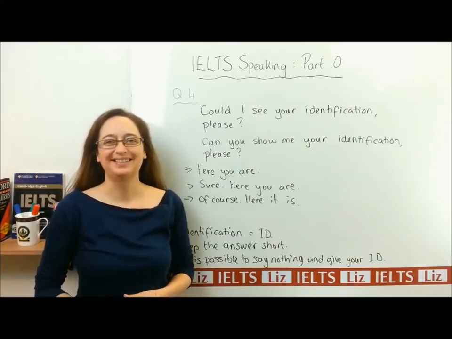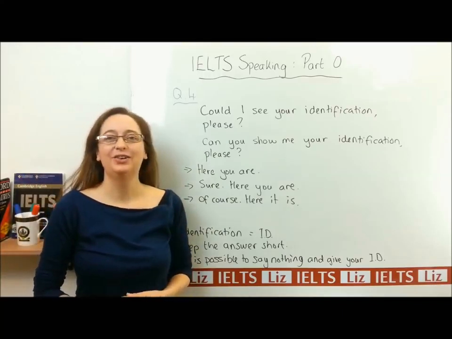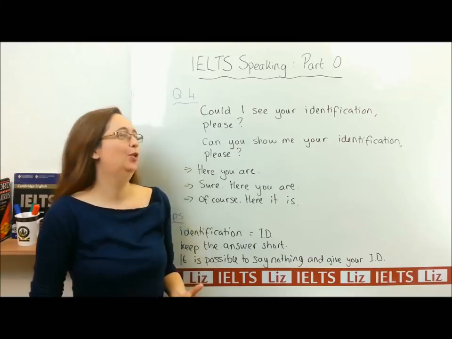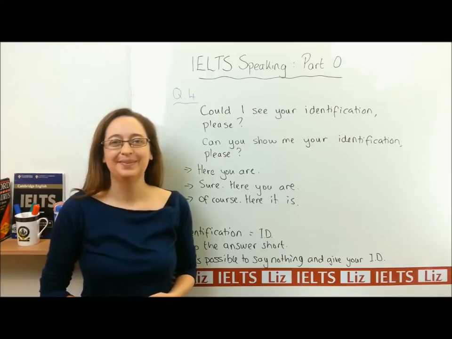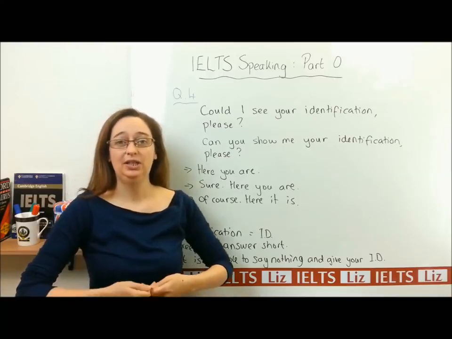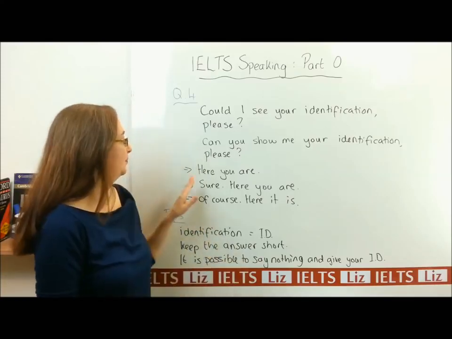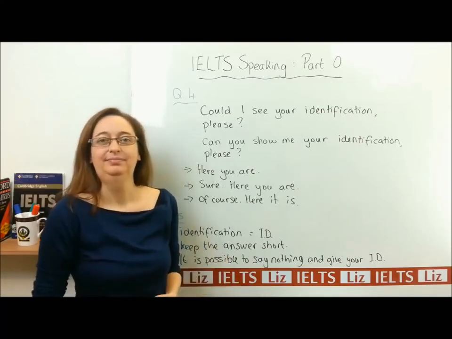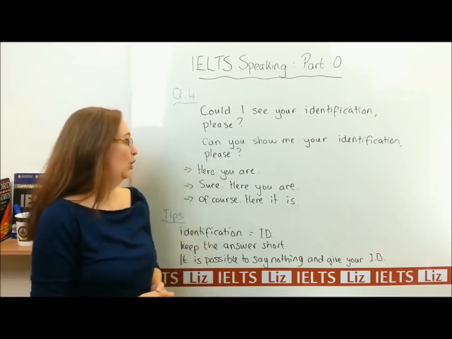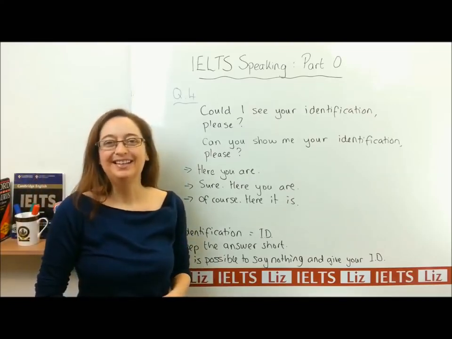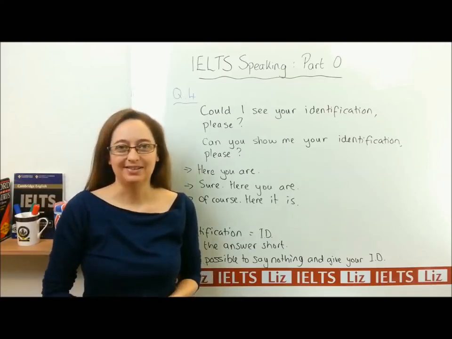And the final question, question 4. The examiner will ask you, could I see your identification, please? Or the examiner might say, can you show me your identification, please? Now, for your answer, of course, you need to give the examiner your identification. And you can also say, here you are, or sure, here you are, or of course, here it is. So you can choose any of those answers.